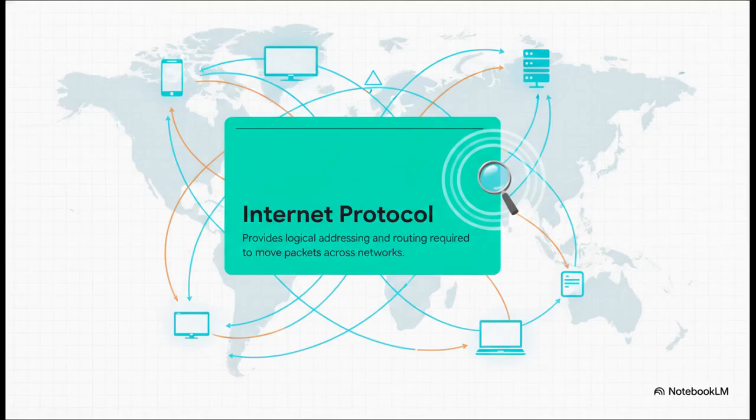IP, or the Internet Protocol, is essentially the digital address system of the web. Just like your house has a street address so the post office can actually find you, every single device connected to the internet, your smartphone, your smart TV, even the server hosting this explainer, has an IP address. The Internet Protocol provides the logical addressing and routing required to ensure that every single packet knows exactly where it's going as it hops from router to router across the globe.